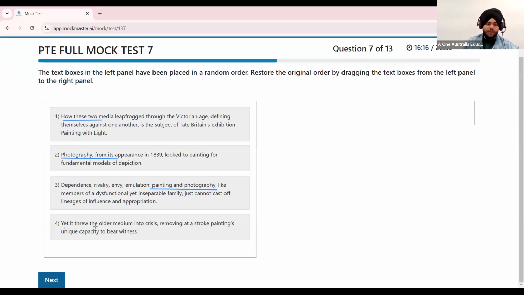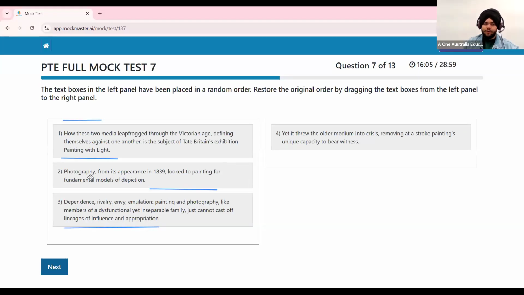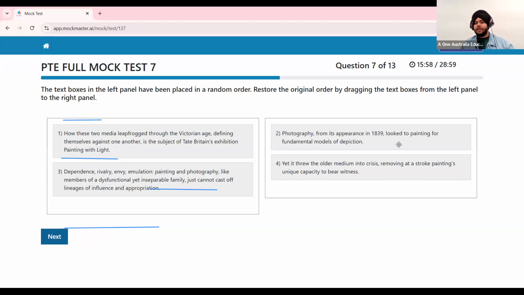And then it says yet it threw the older medium into crisis. So yet it threw means even after that it threw. So it says the older medium. I know from this sentence that photography is the new medium and painting is the older medium. So if I put it here, photography from its appearance in 1839 looked to painting for fundamental models. So basically it looked up to painting. It is inspired by painting. But then I can say, yet it threw the older medium into crisis. Okay. So I think that would make sense. It threw the older medium into crisis, removing at a stroke, painting's unique capacity. Okay. So that is what you can do.